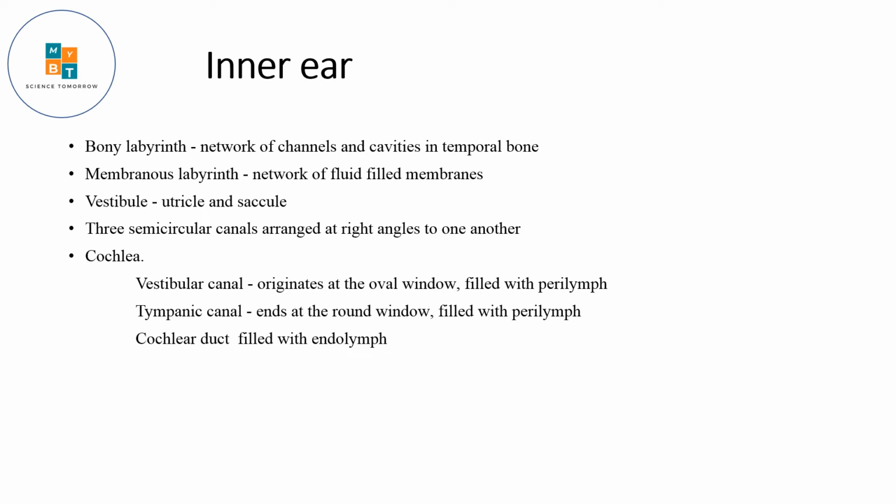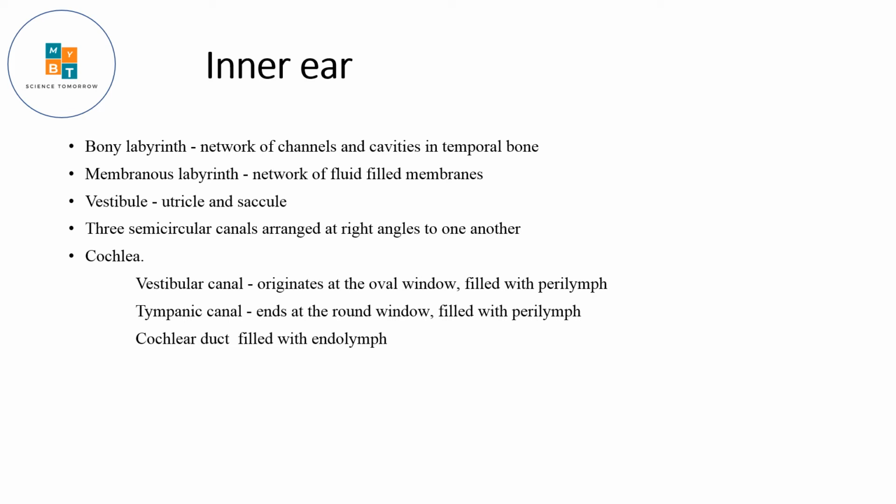That is inside the bony labyrinth. The vestibule is a somewhat swelling part, and the vestibule consists of two parts: the utricle and the saccule. These two are fluid-filled sacs, and they are connected. The utricle is connected to what we call the semicircular canals.